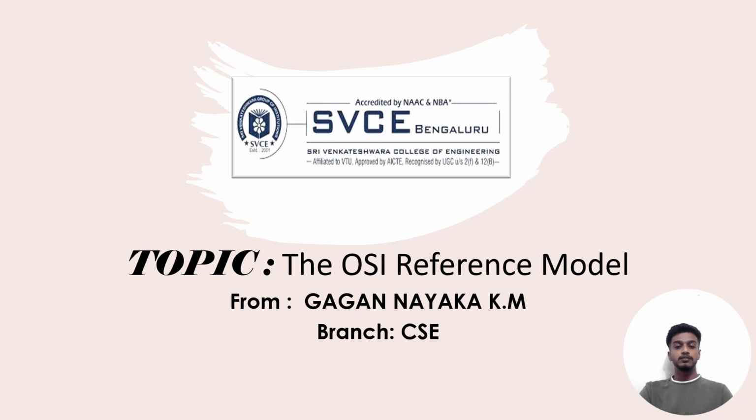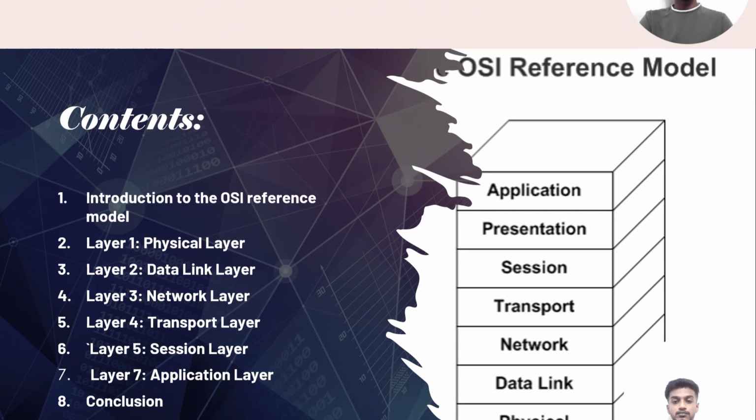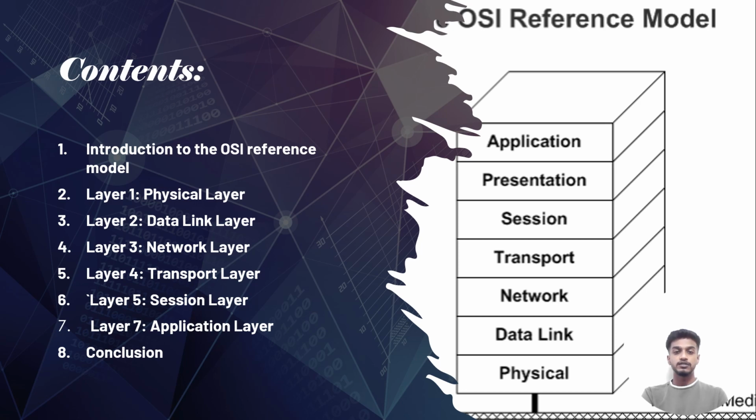Today we are going to discuss the OSI reference model. In the OSI reference model, there are several layers like physical layer, data link layer, network layer, transport layer, session layer, and application layer. And next we are going to discuss the overall conclusion of this PPT.